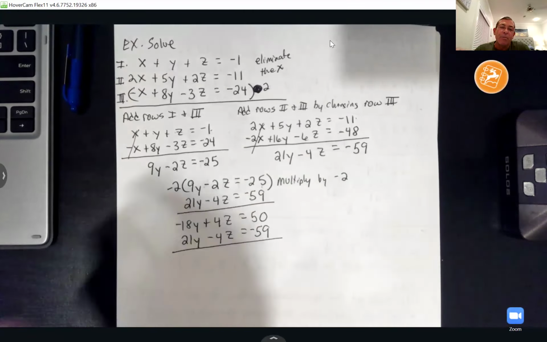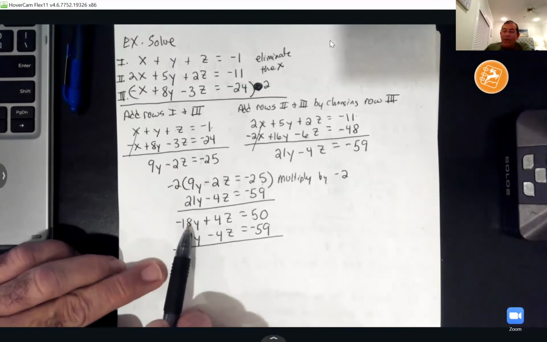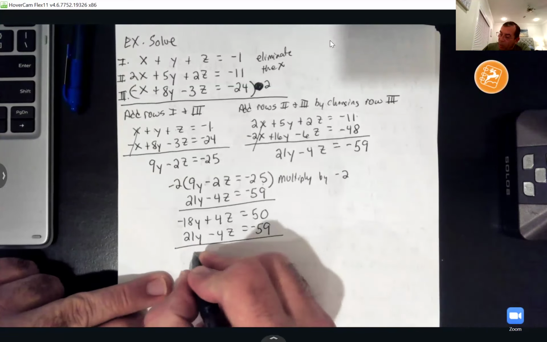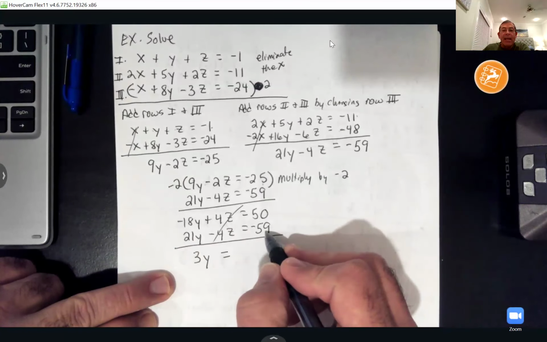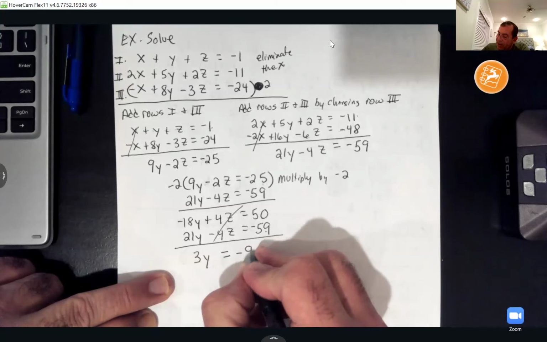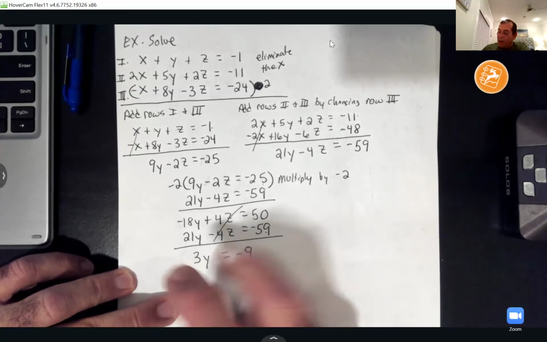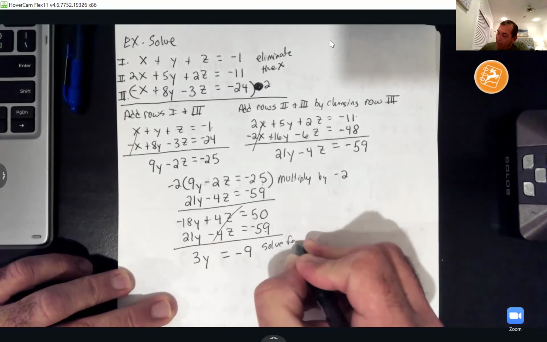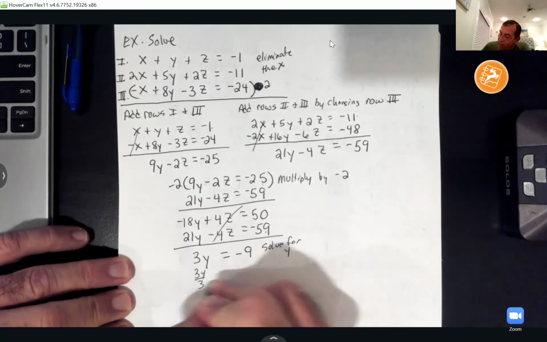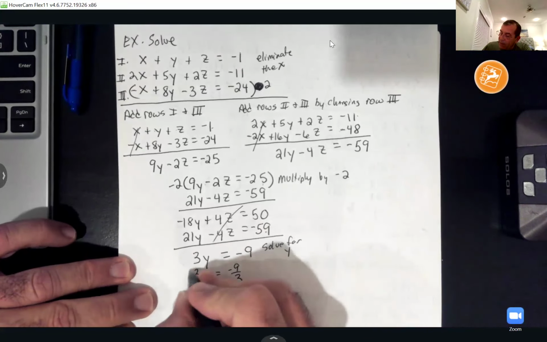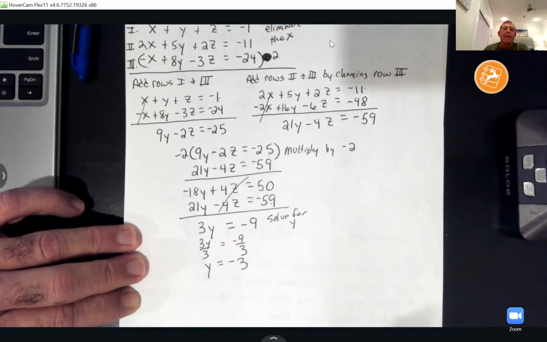And y'all, these are probably the longest problems we'll do this whole year in this class, okay? But here we go. -18 and 21 give me 3y. The z's cancel. And 50 and a -59 give me a -9. So y'all look at that. I can now finally solve for the y. And to do that, I'm just going to divide both sides by 3. So that cancels. I get y is a -3.